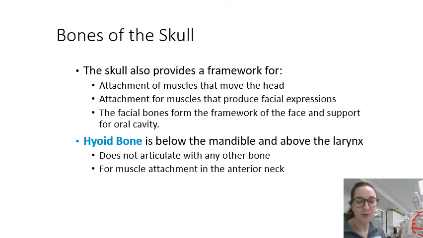So the hyoid bone is below your jaw, but above your voice box, above your larynx. It's the only bone in your body that doesn't articulate with any other bone. That means it doesn't touch any other bone. It's just connected to ligaments and to muscles that are holding it in place. And so those are used for muscles that we use for swallowing and for speaking.